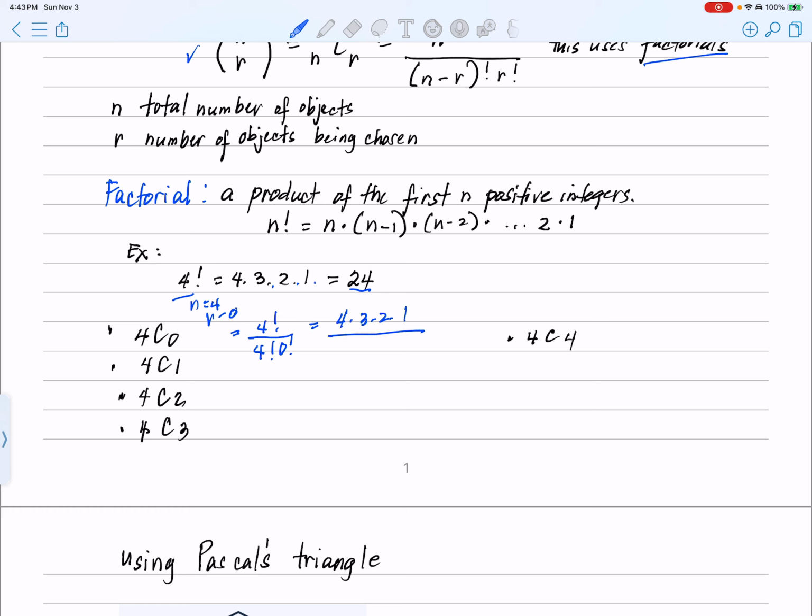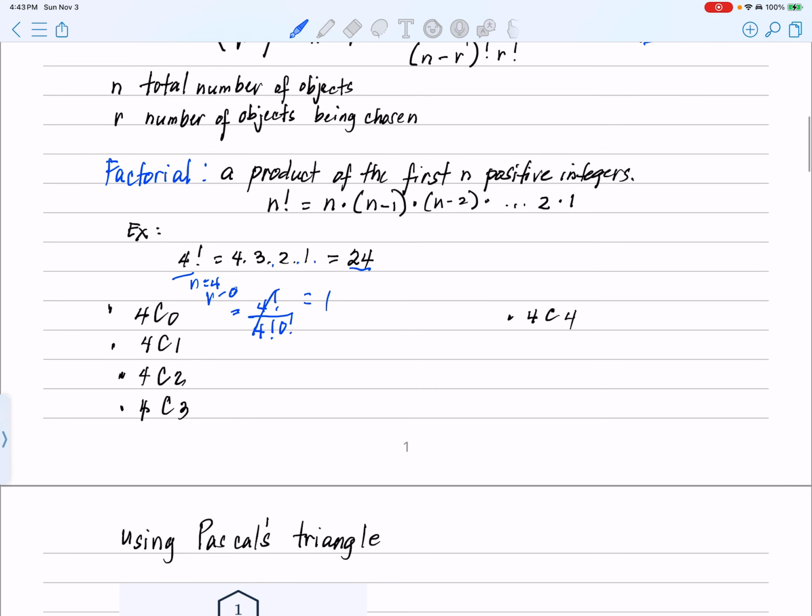4 factorial is 4 times 3 times 2 times 1. If you look at this, you can cancel that out. That means if you have the same numerator and denominator factorial, you can easily cancel that out. Just cancel it out. Well, 0 factorial is 1, so canceling 4 factorial and 4 factorial, that equals 1. Okay? So 4 choose 0 is equal to 1.